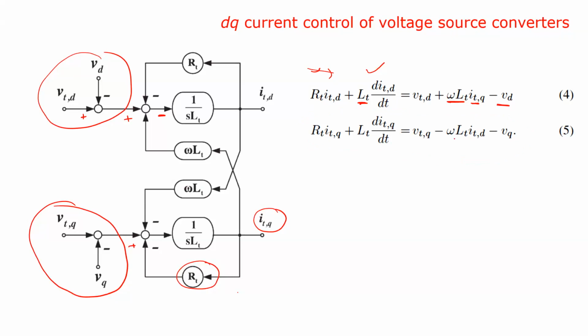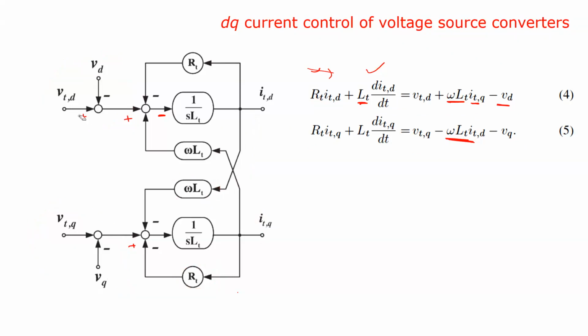Now, in the same manner, if you write this one, you will get this equation. So this one is omega LT into ITD term. So this is omega LT into ITD term. Now you multiply with this one. So from this, you obtained the ITD and ITQ values.